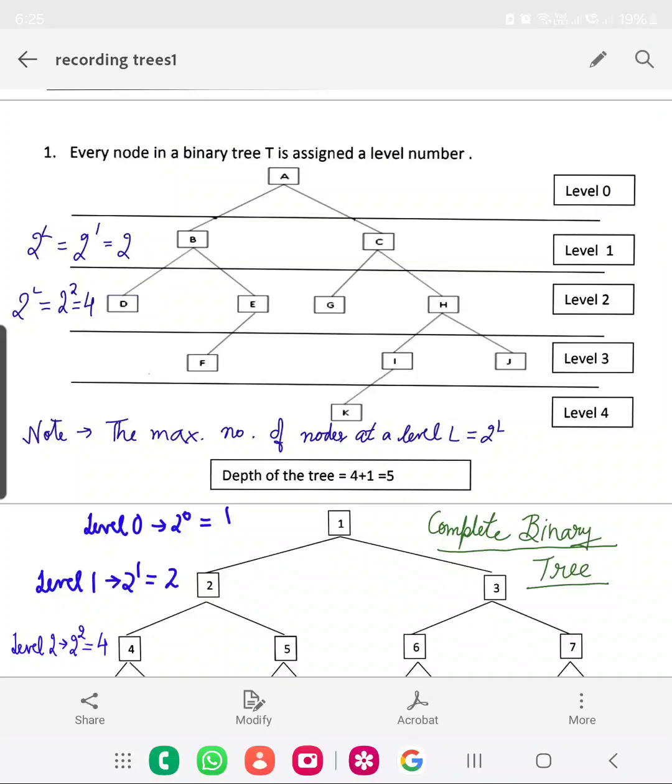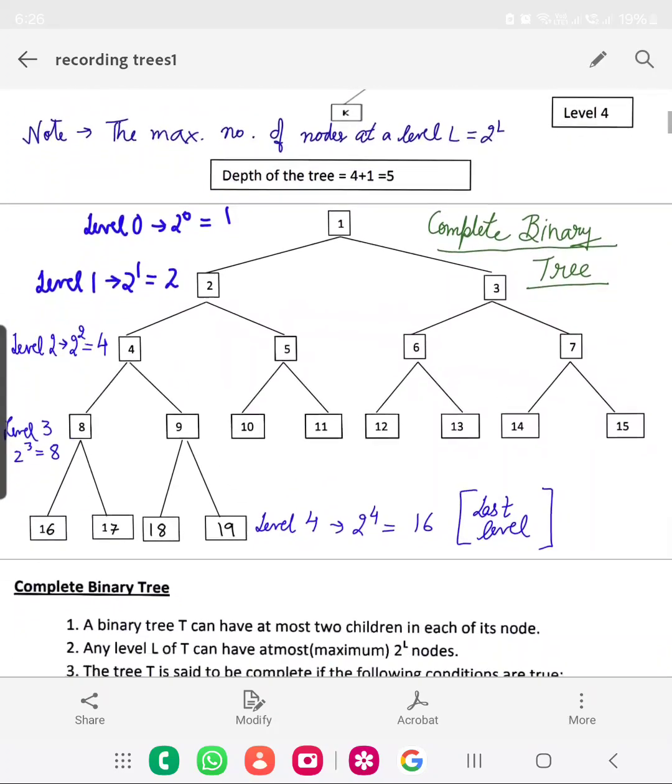And please see a note: the maximum number of nodes at any level L will be 2 raised to power L. Look at level number 1. 2 raised to power L means 2 raised to power 1, which is 2. So it has the maximum nodes, B and C. Level number 2, 2 raised to power 2 equal to 4. It already has 4 nodes, which are D, E, G, and H. But if we talk about level number 3, it does not have the maximum number of nodes because 2 raised to power 3 equal to 8, and it has only 3 nodes.